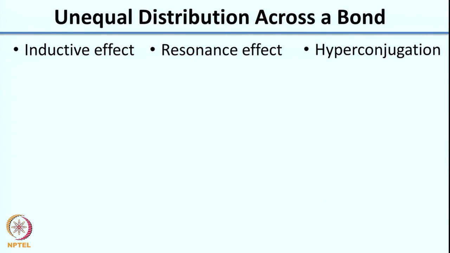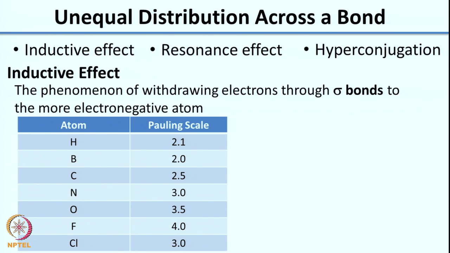So what we need to look at is what are ways in which there is this kind of a charge buildup in organic molecules. There are three effects which you would have come across even in your 12th standard books. They are inductive effect, resonance effect and hyperconjugation. When you talk about inductive effect, it is essentially the phenomenon of withdrawing electrons through sigma bonds. And here comes a very important concept of electronegativity.